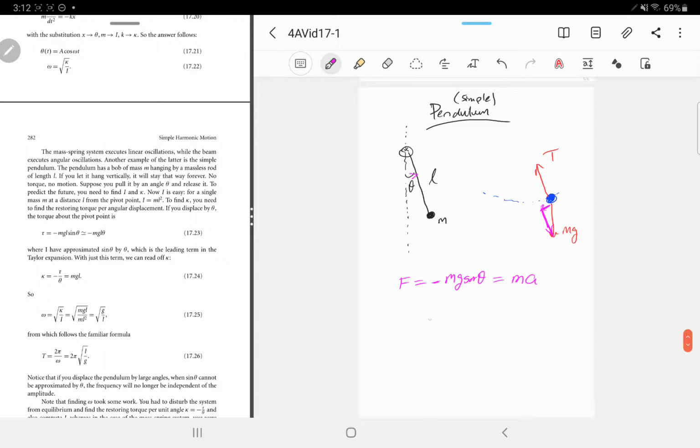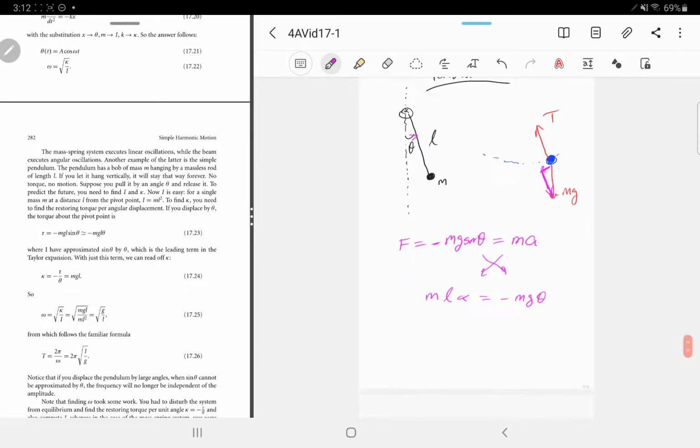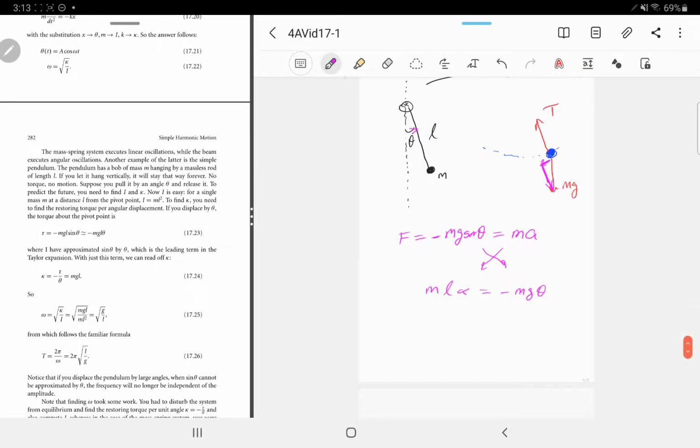So F equals ma, the acceleration of the bob. I'm going to swap sides here. So ma, and instead of a, I'm going to do R times alpha. From rotational quantities, we can do that. Equals minus mg. And at this point, I'm going to do the small angle approximation.